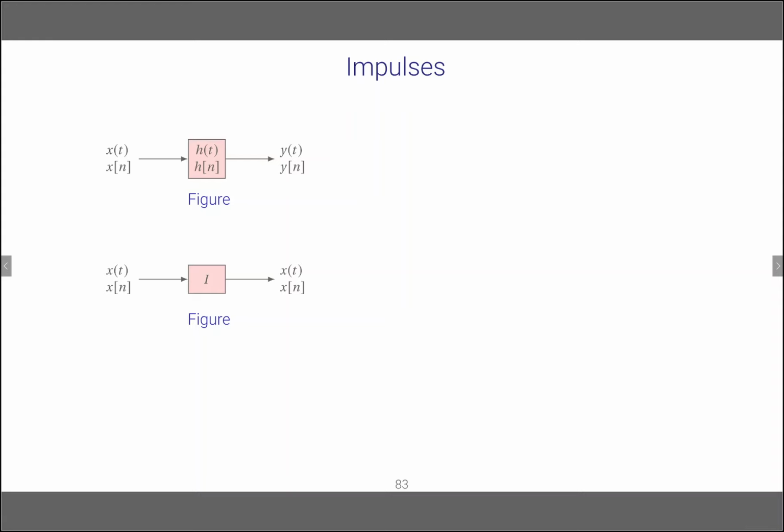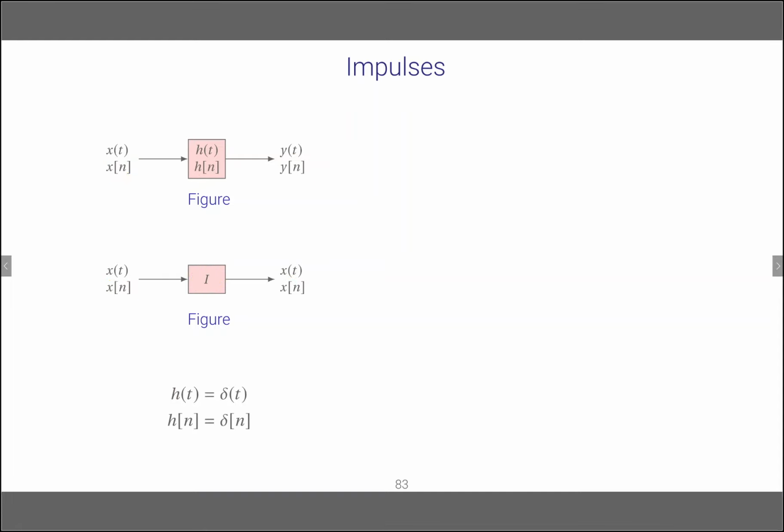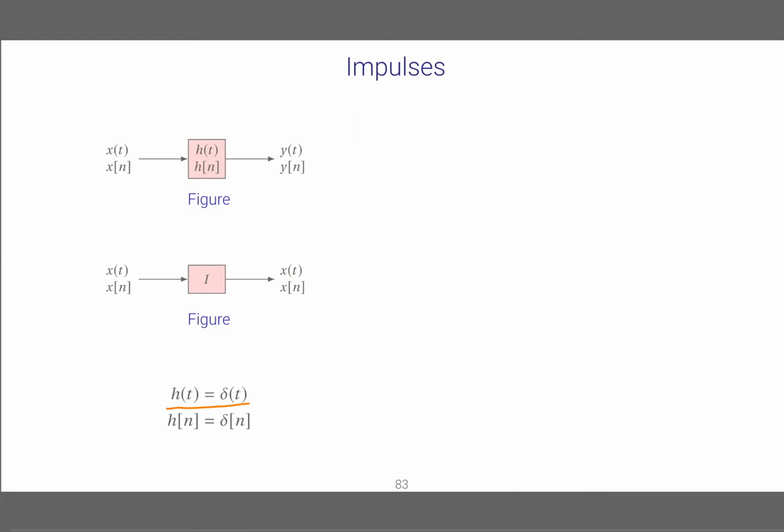So now when we think about these impulses, you can do many things with them. If you have a system h(t), if you give it x(t), you get y(t). If it is a discrete time system with impulse response h[n], if you give x[n], you get y[n]. If it is the identity system, if you give x(t), you get x(t). If you give x[n], you get x[n]. Identity means it does not do anything to the input. So therefore h(t) is delta(t), h[n] is delta[n] for the identity system.